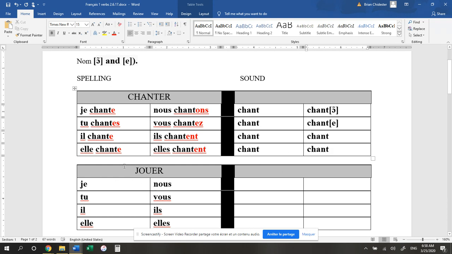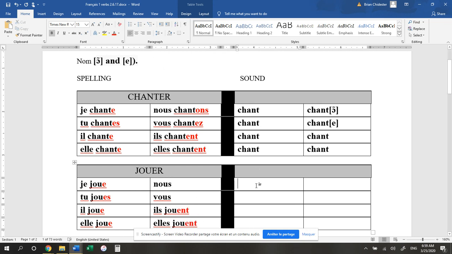Just to give you one more example. Jouer: je joue, tu joues, il joue, elle joue. Notice, here are the endings. Je joue with an E, tu joues with an ES, il joue with an E, elle joue with an E, ils jouent with an ENT, elles jouent with an ENT.